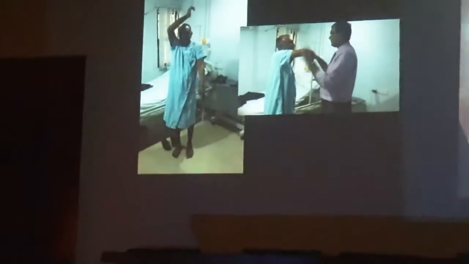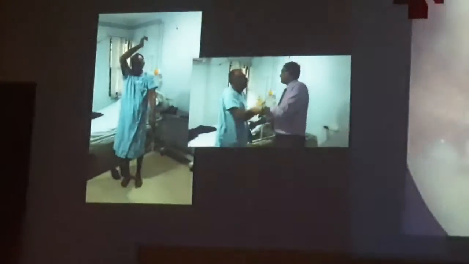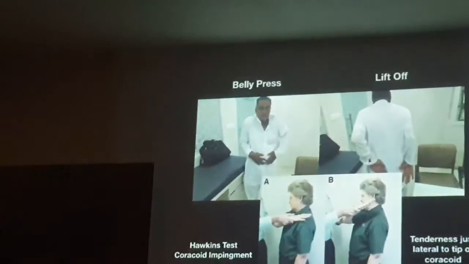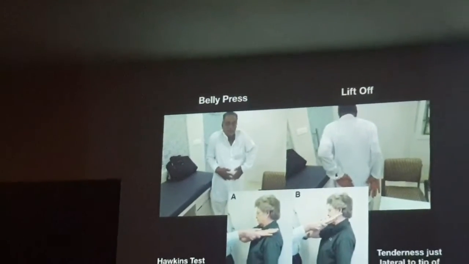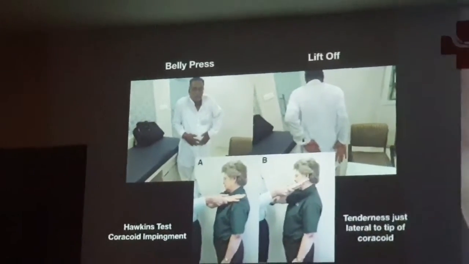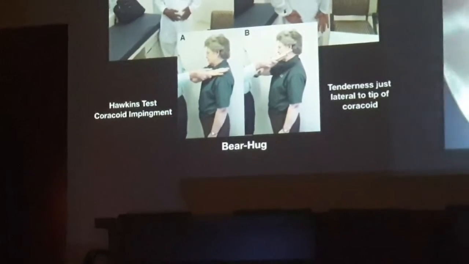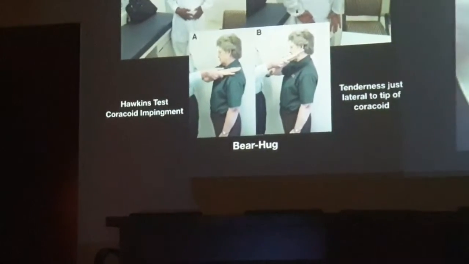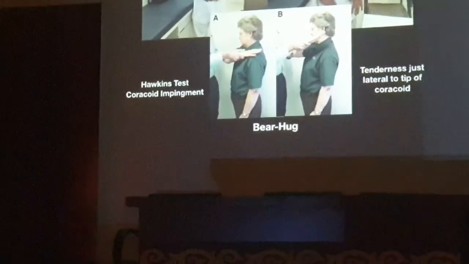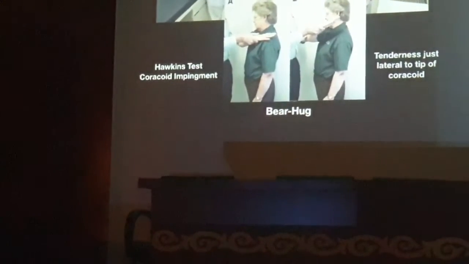So that's an external rotation test, and then lastly you do the various tests for subscapularis, that is the belly press test. You can see here there is a significant subscap tear because on the right side the shoulder he is using his posterior deltoid to press his belly, and on the left side he is pressing it with his hand, with the intact subscap. Then lift off, we are generally able to lift it off, but with a subscap tear you won't be able to hold it.